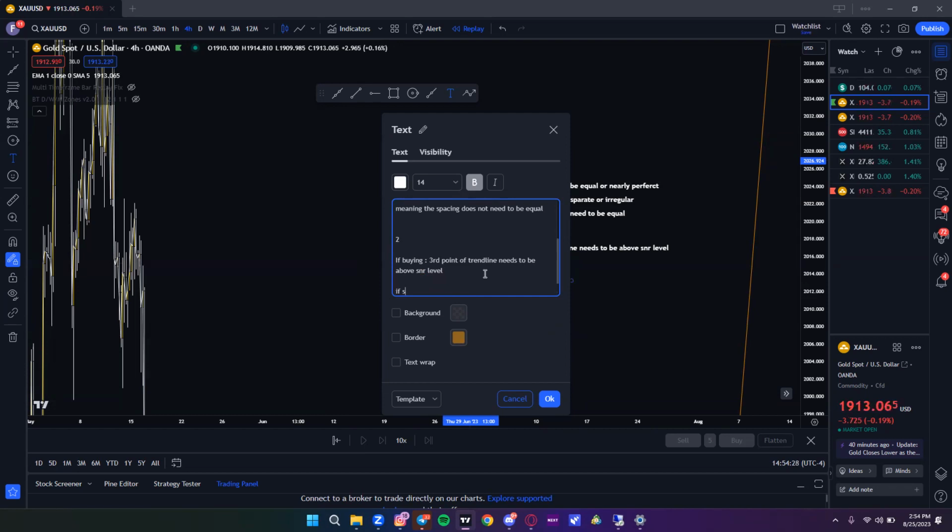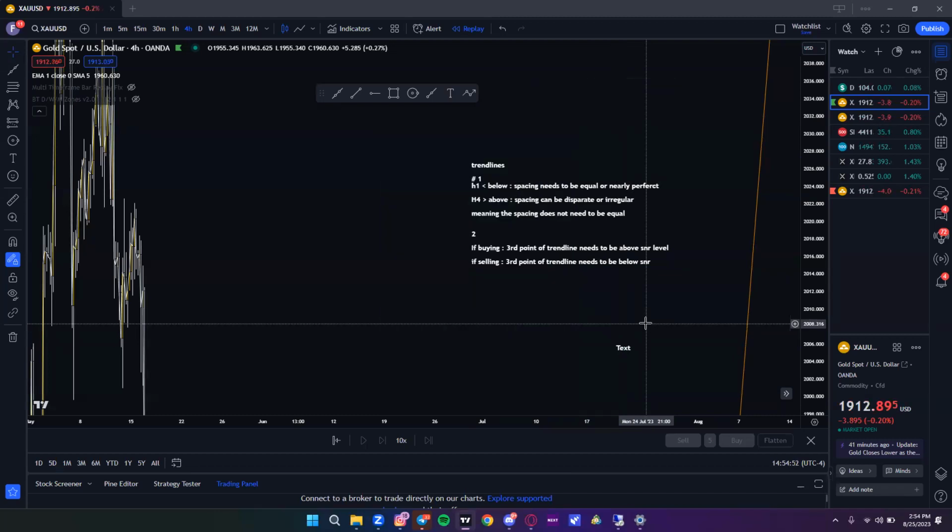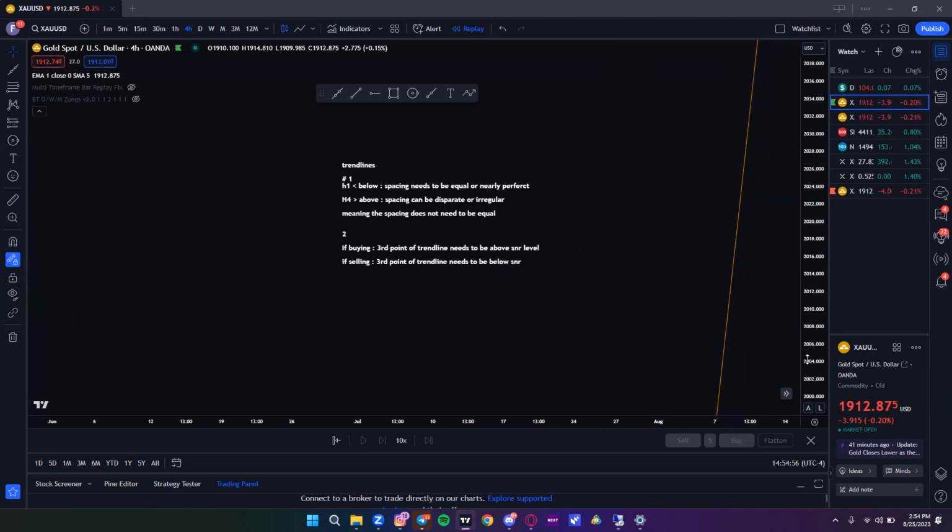Also, if selling, the third point of the trend line needs to be below SNR. Okay, let me take a screenshot of this.